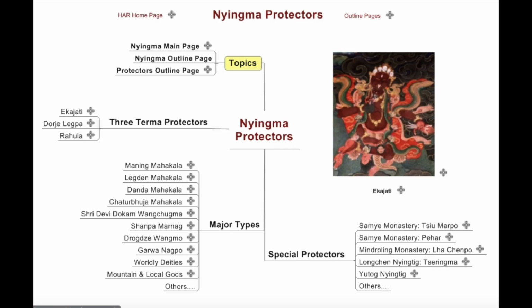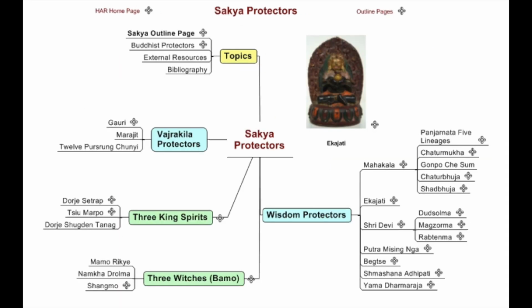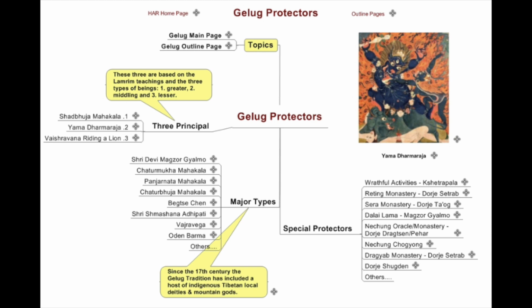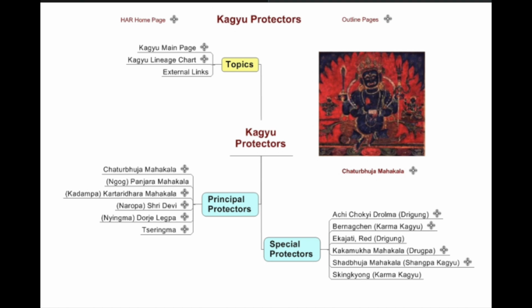Now, when I say unique here, I don't mean that none of the other traditions have those protectors in any form. What it means is they have chosen one or two protectors over all the other protectors to be the primary protectors of that tradition. And if you begin to recognize the special protectors for these traditions, then you can identify very clearly what school a painting composition belongs to.